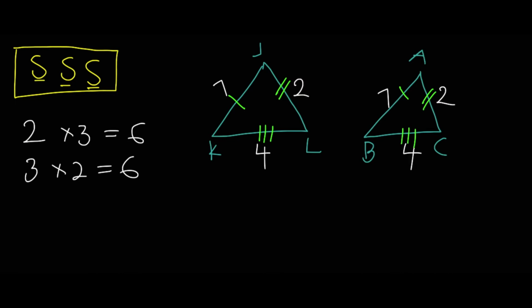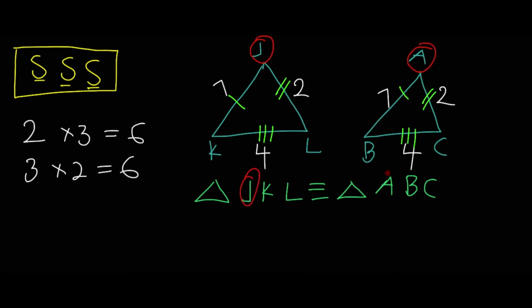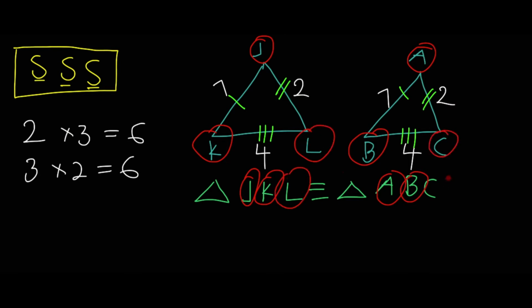And therefore we conclude that triangle JKL is congruent to triangle ABC. You can see that J corresponds to A, K corresponds to B, and L corresponds to C. So this is the correct order. This is our final conclusion.